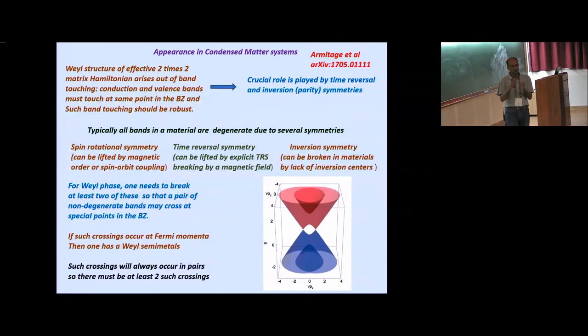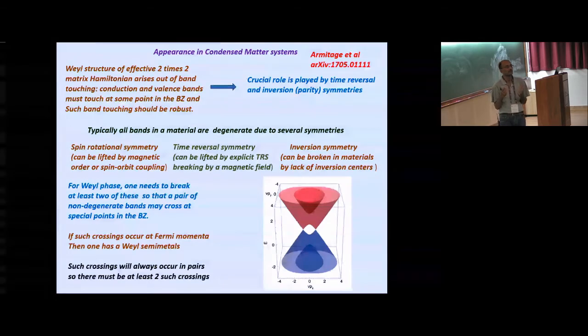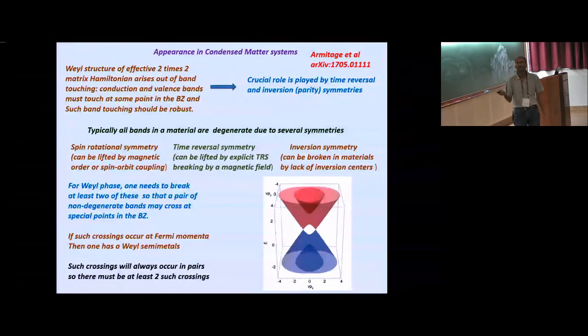Which means that as you go from the center to the edge of the Brillouin zone, you must enclose an even number of Weyl points to have consistency. And that's why it should occur in pairs, at least in lattice systems where there is a finite Brillouin zone.